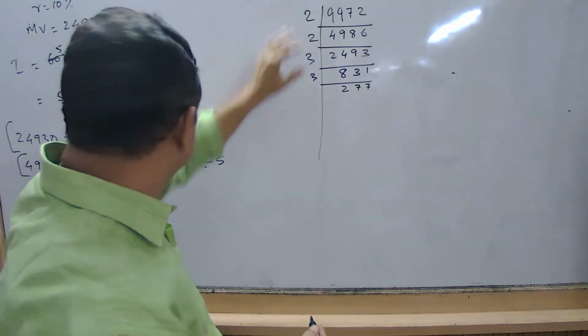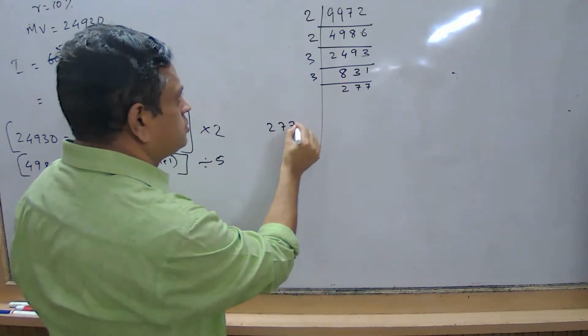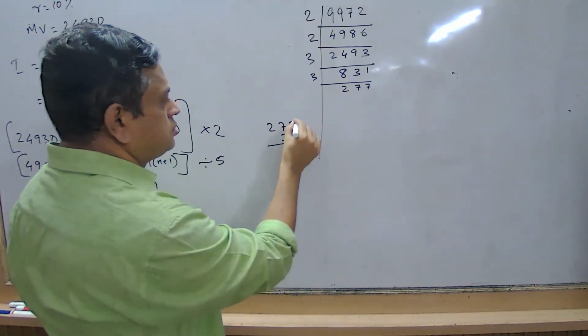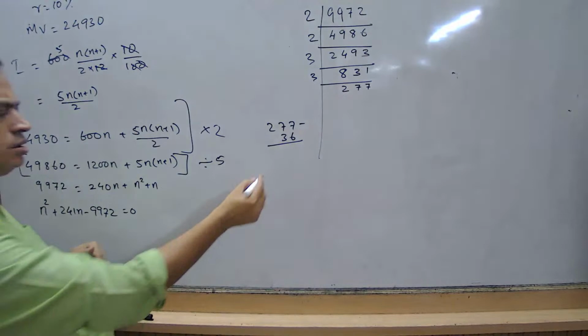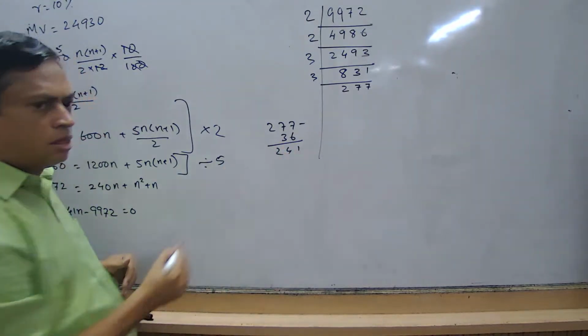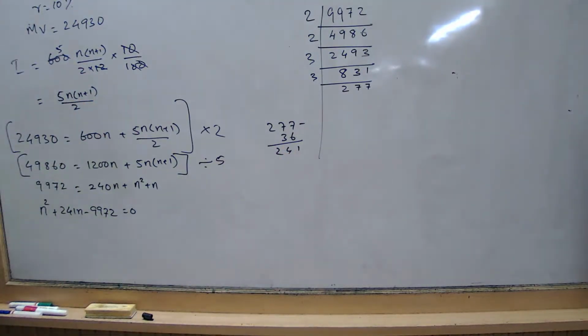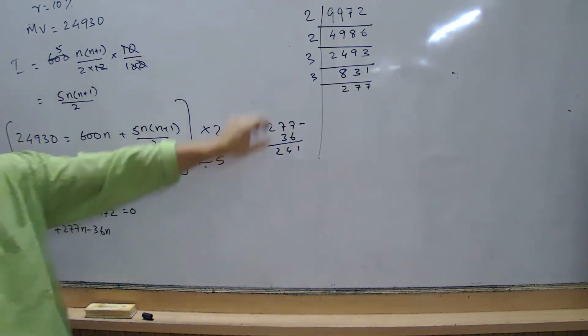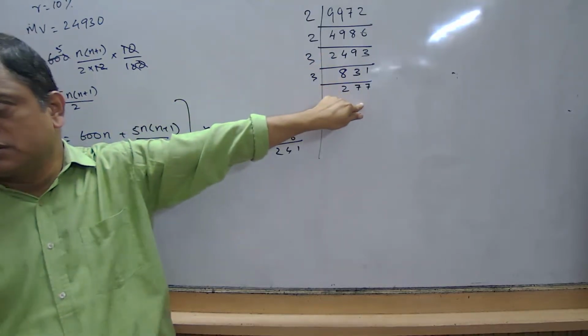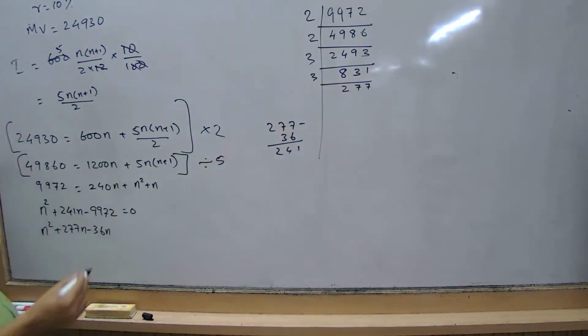9 fours are 36. Got it? How did you get this 36? Product of this one and balance. Generally it will come automatically.